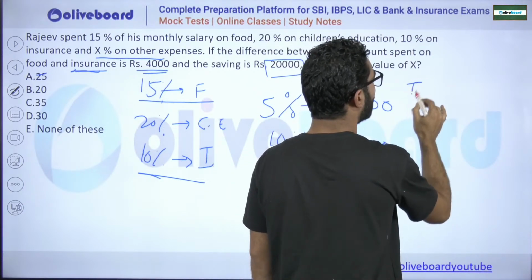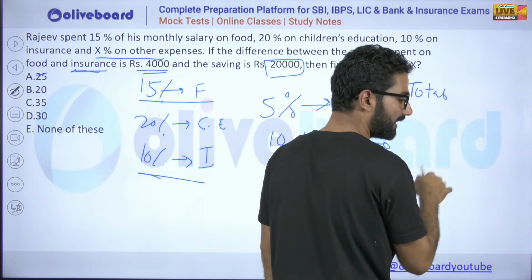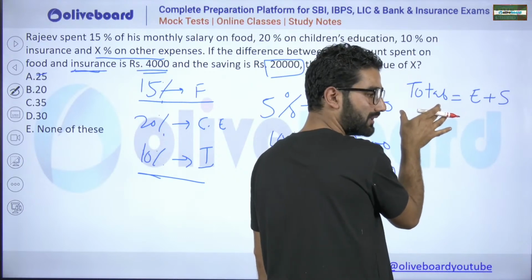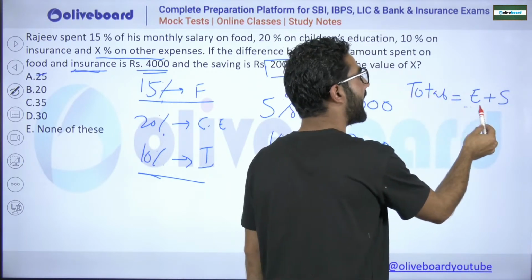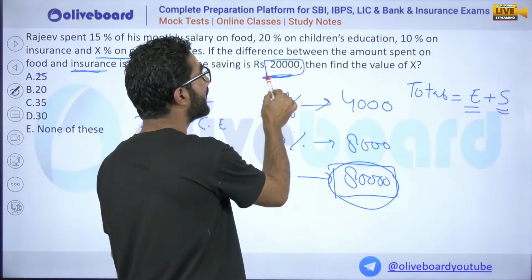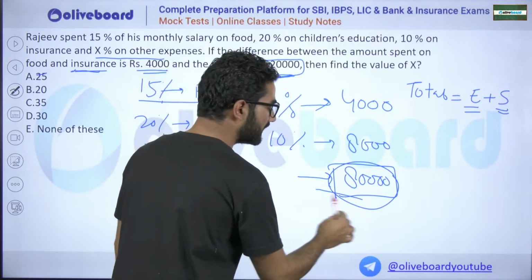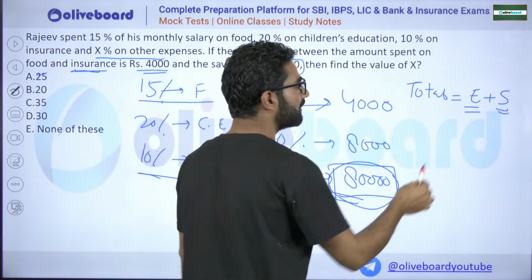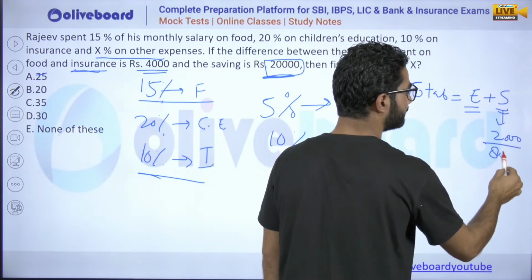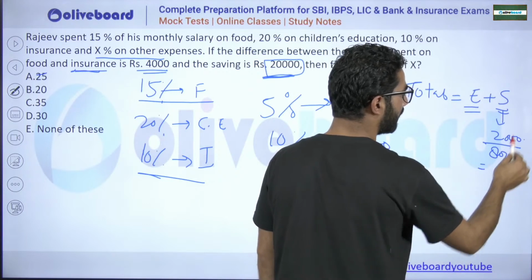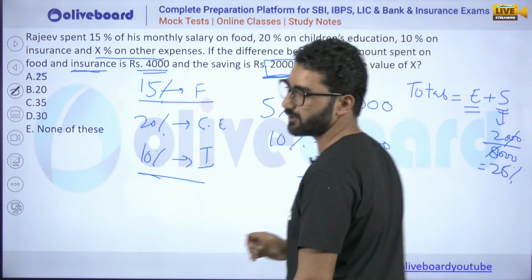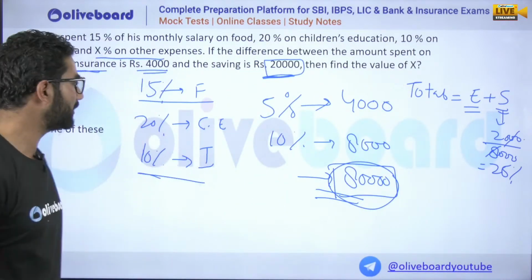Total salary will always be calculated as expenses plus saving. Saving is given as 20,000, and the total salary is 80,000. Can you calculate the saving percentile? 20,000 upon 80,000 is 1 upon 4, which will be 25 percentile. The saving is 25 percentile. Great.